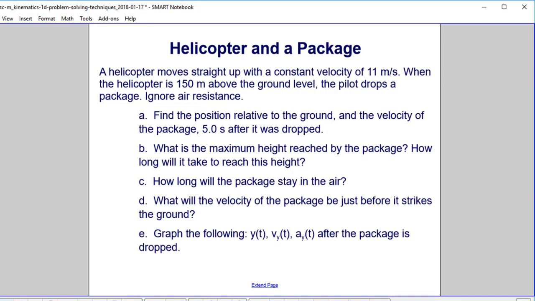First of all, find the position of the package relative to the ground and its velocity 5 seconds after it was dropped out of the helicopter. B, what is its maximum height? How long till it gets there? C, how long will it stay in the air? D, what will be the velocity of the package just before it strikes the ground? And then graph the following: position, velocity, and acceleration after the package is dropped.